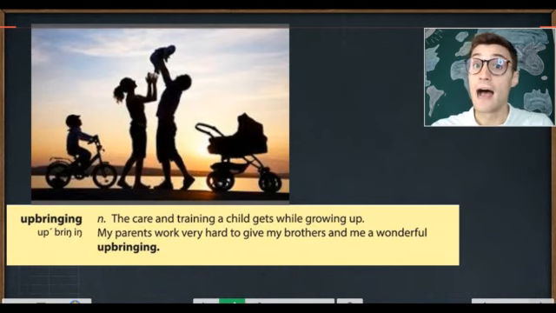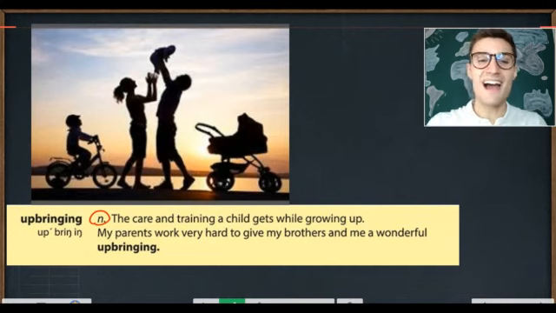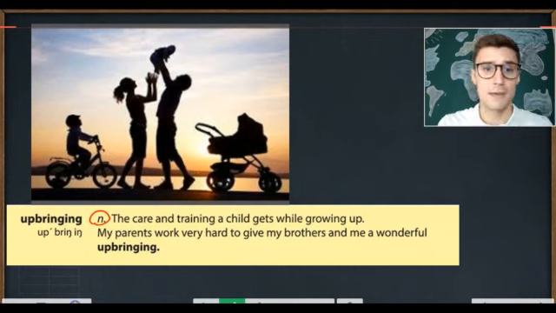Next, it's upbringing. Upbringing is the name of the care and training a child gets while growing up. Did you have a good upbringing? I'm sure you do have a good upbringing. I had a great upbringing. My parents loved me, they cared for me.